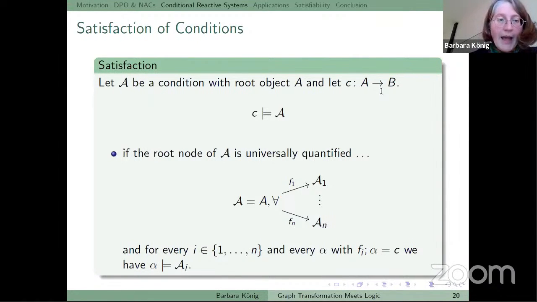So what do we want to check? We have to distinguish two cases. First, whether the root node is universally quantified, and the other is whether the root node is existentially quantified. If the root node is universally quantified, what do we do? We have this C, which is an arrow from A to B, and we require that whenever this arrow C decomposes into Fi, so one of these outgoing arrows here, and some other alpha, then this alpha must satisfy the condition which comes afterwards.